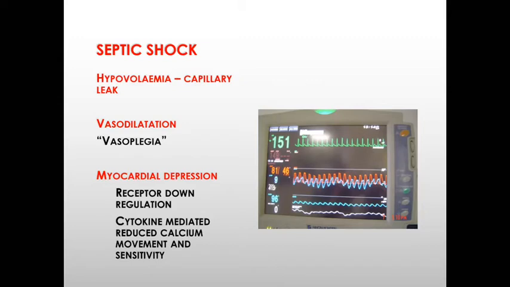So the myocardium itself is suppressed and downregulated. And although you have the high cardiac output, it's just really because the heart has nothing to pump against. It doesn't have to do any work to achieve a high cardiac output. So different mechanisms have been proposed as to why the myocardium is suppressed.